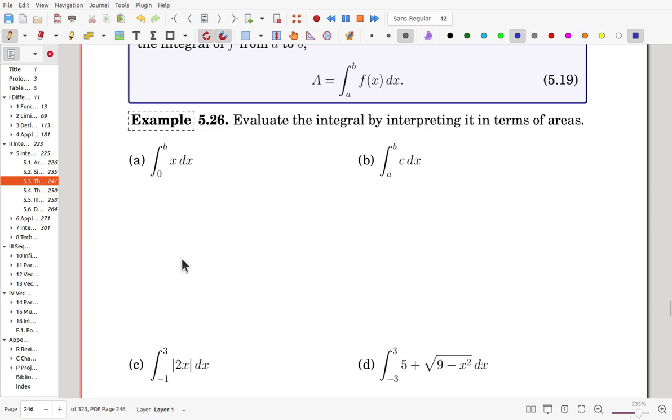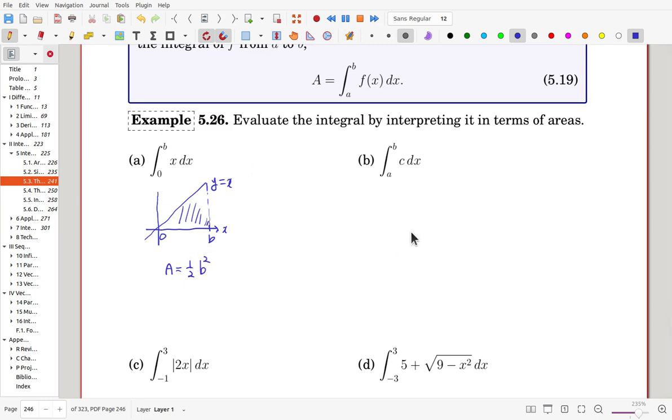And let's try to evaluate the integral by interpreting it in terms of area. Okay, so we'll try to visualize the area. For this one, pictorially, here is from 0 to b on the x-axis, and y equals x, so the integral is representing the area, and this length is b, and y equals x, so the height will be b, so the area will be half times the bottom length and height, that is b squared over 2.